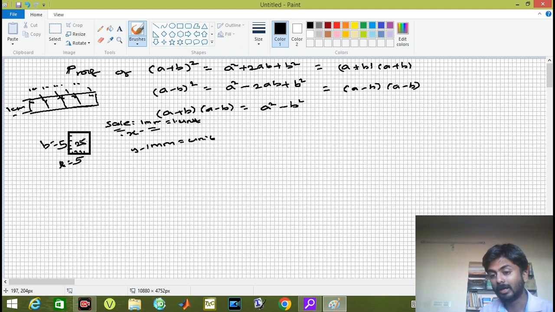That is what we are having, that area. Area means the intersectional areas that are produced by the intersection between length and breadth.